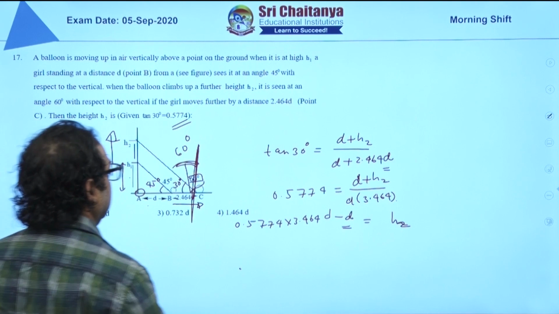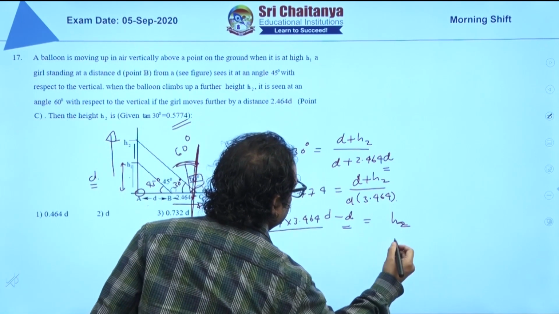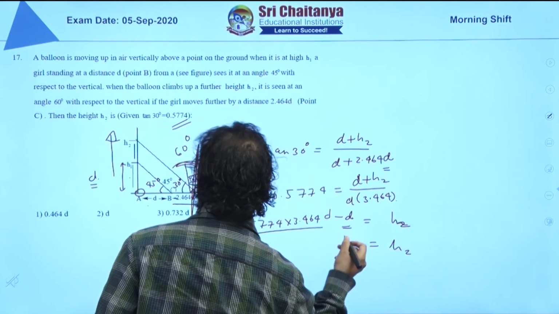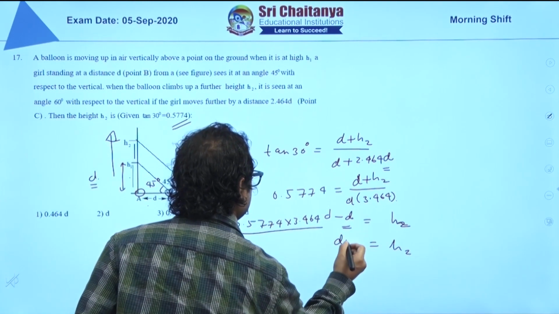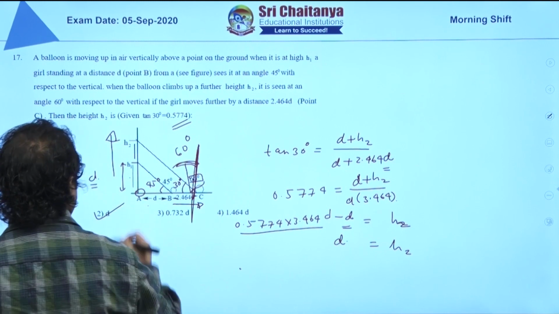So, just by multiplication the h2 value can be calculated, and if you just calculate, we will get it to be d. So, this is your answer.